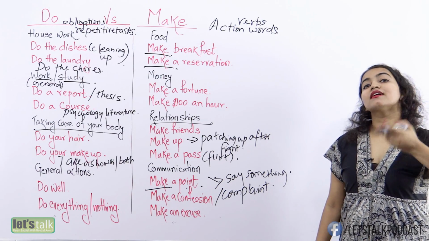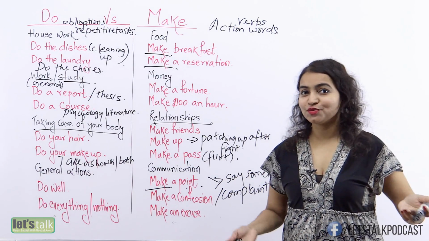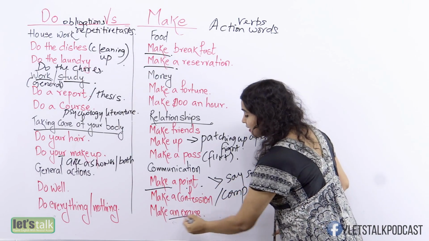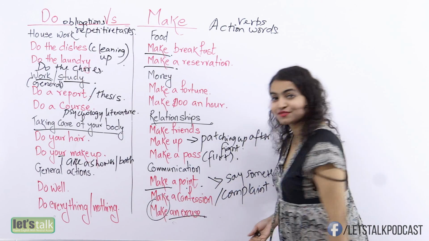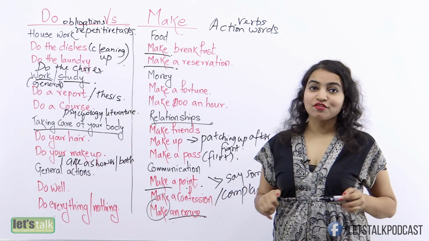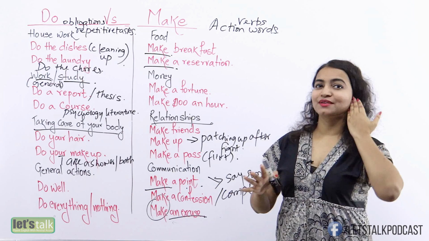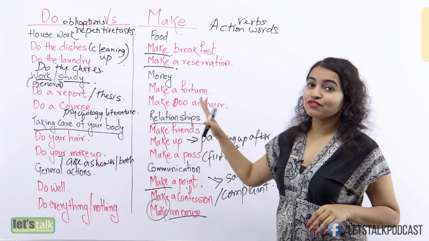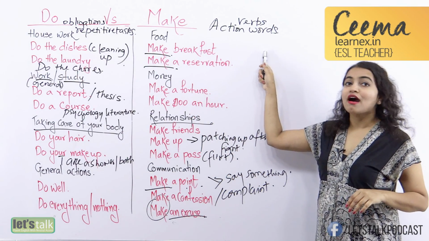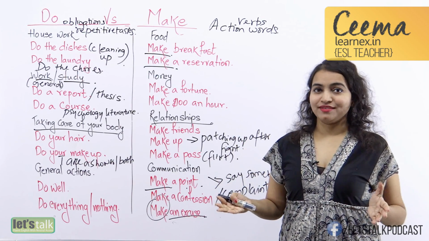Okay, and I've got another and the last example for you, which is make an excuse. This again is a way of communicating as to why you did not do what you were supposed to do. Okay, so that's when you make an excuse. You don't do an excuse. Okay, so these are the various ways of using do and make, but you can see for yourself that both these words, even though they are action words, are not very similar. They have a real distinction between them.